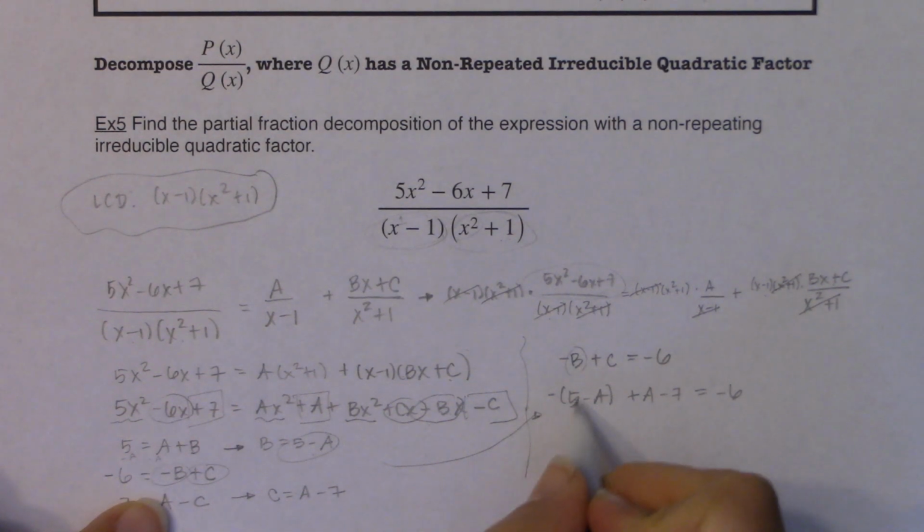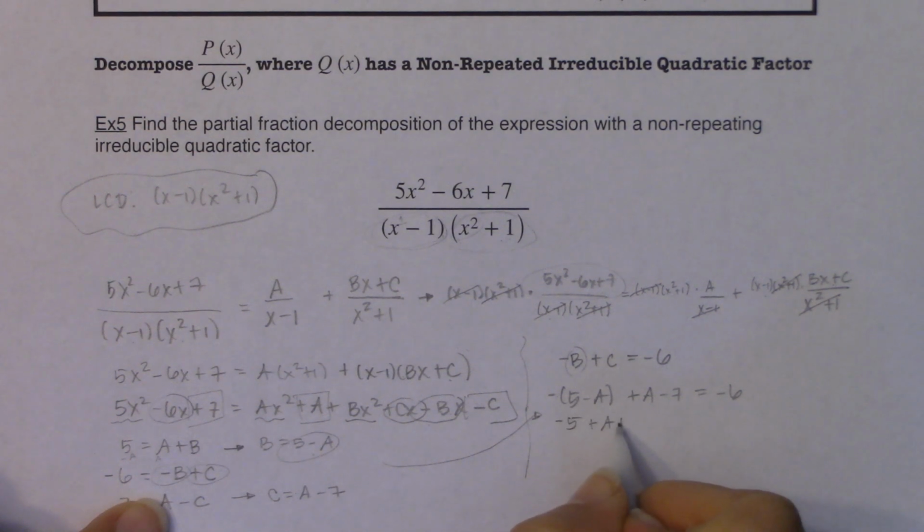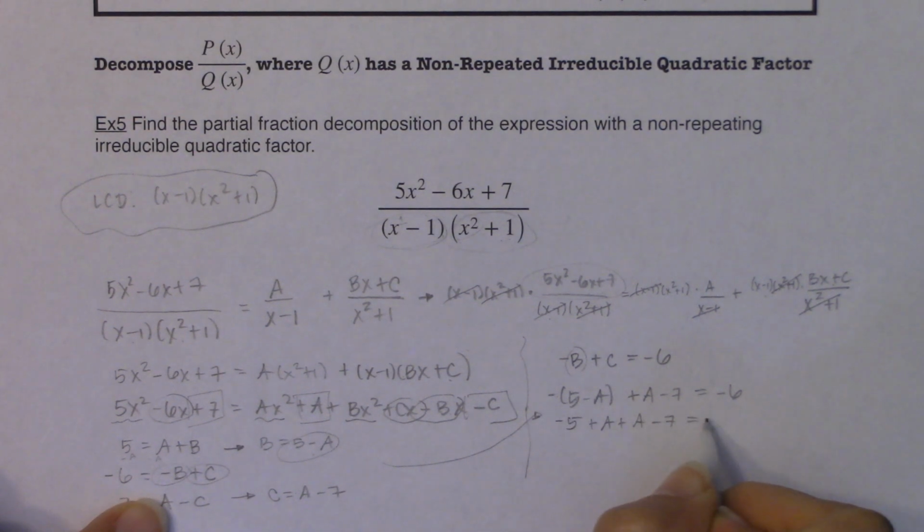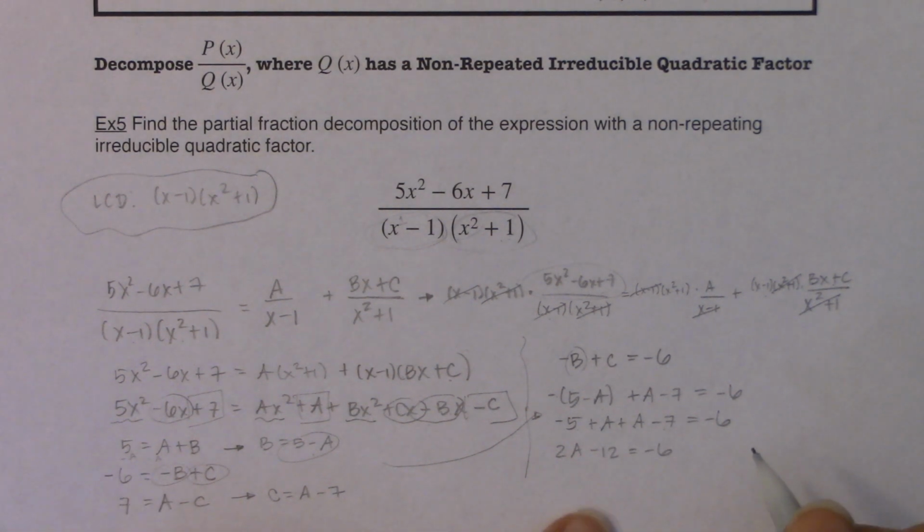So if I start to look at this, this is what? Negative 5, negative a is plus a, minus 7 equaling negative 6. All right, so I have 2a here. Negative 5 minus 7 is negative 12 equaling negative 6. When I add 12 to both sides, negative 6 plus 12 is going to be positive 6. And then when I divide both sides by 2, I get a equaling 3.